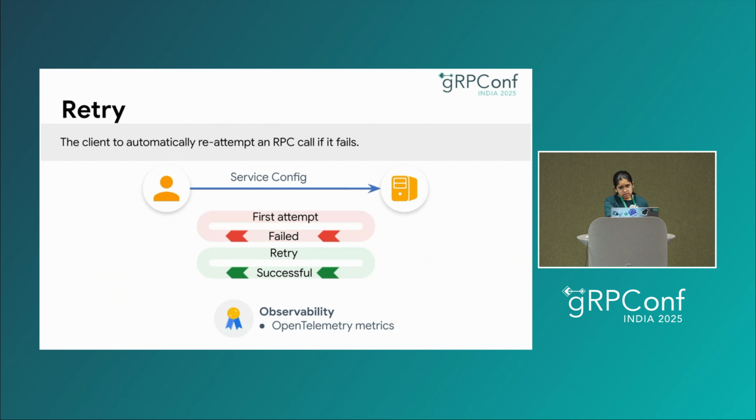Next, we have retries. Retry is a feature that allows clients to automatically reattempt an RPC if a call fails. This is a powerful mechanism for building resilient applications that can gracefully handle transient server-side issues or temporary network problems, all without having to put complex retry logic within your application code.